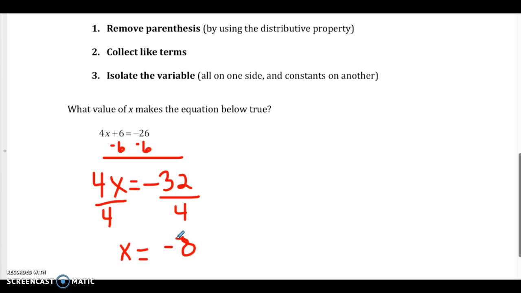Now, in this case, I can plug that negative 8 back into the original problem. 4 times negative 8 is negative 32, and then add 6 to that, and hopefully get negative 26, which is true. So that would be my check there.